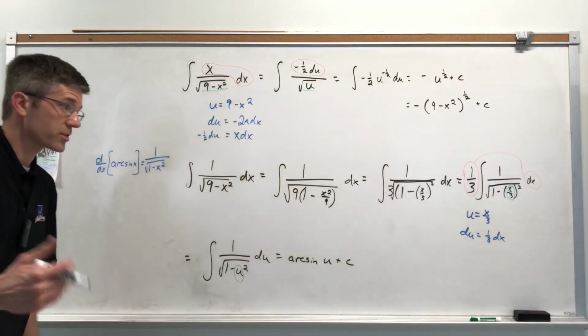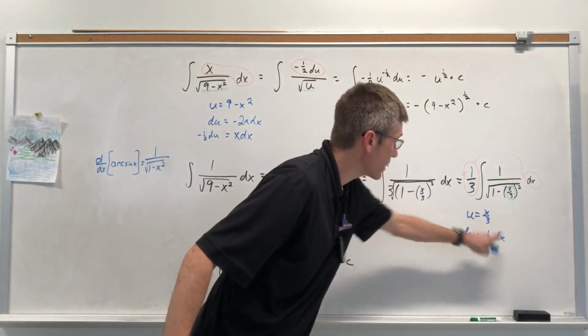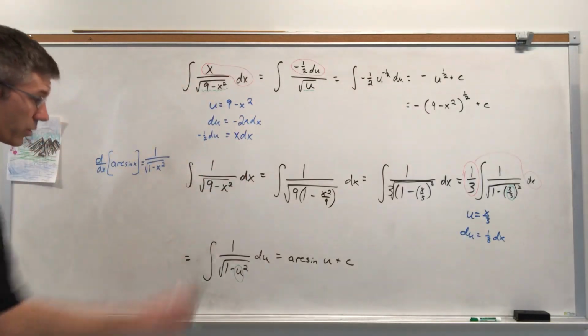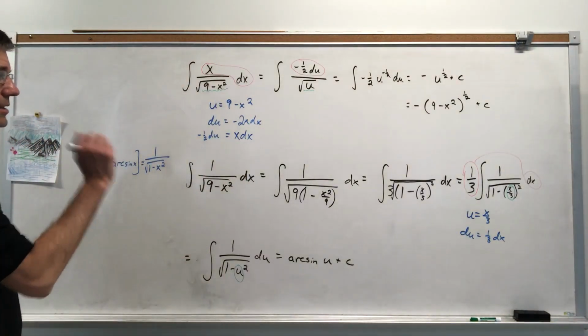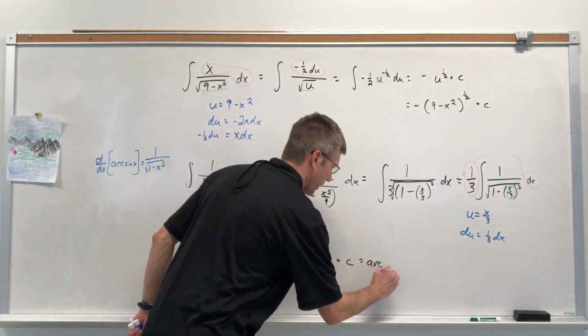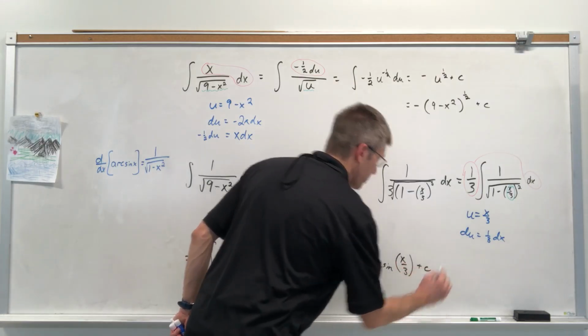Okay, if your question is where'd the 1/3 go, I don't need the 1/3. There's your 1/3. 1/3 dx is du. All right, we're ready to plug our x over 3 in for u. So we have arc sine of x over 3 and then plus c.